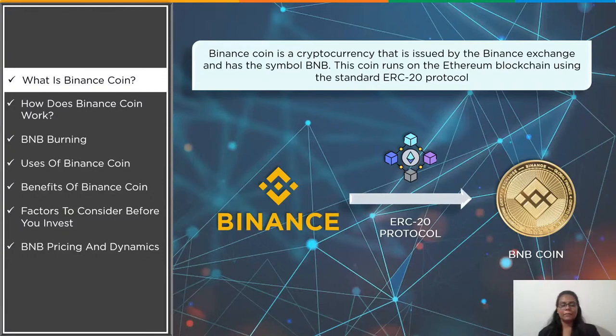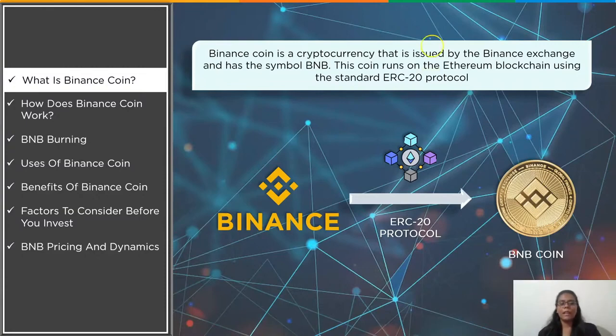every second. This coin is limited to 200 million BNB tokens and runs on the Ethereum blockchain using the standard ERC20 protocol. As an incentive, Binance Coin users receive a reduction in transaction cost on the Binance exchange. Other cryptocurrencies such as Bitcoin, Ethereum, Litecoin, and others can be exchanged or traded for BNB.